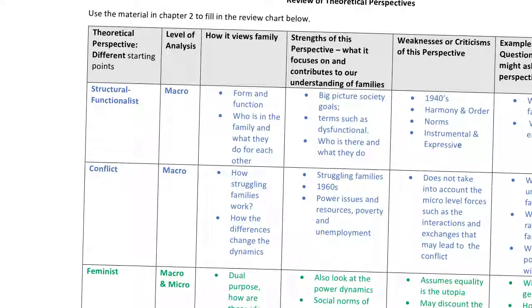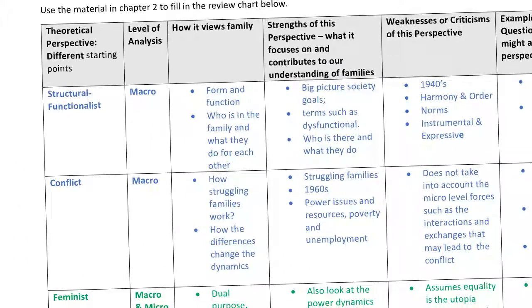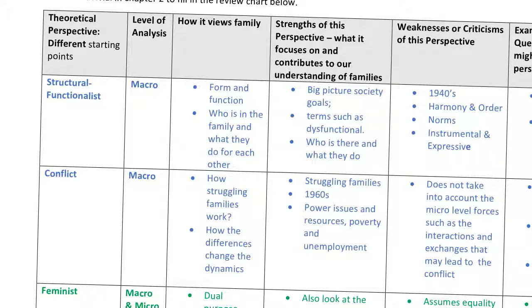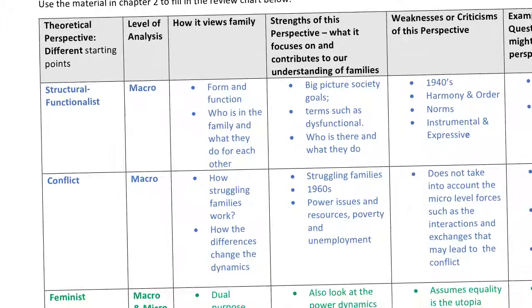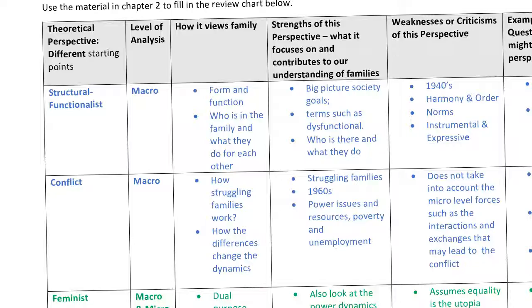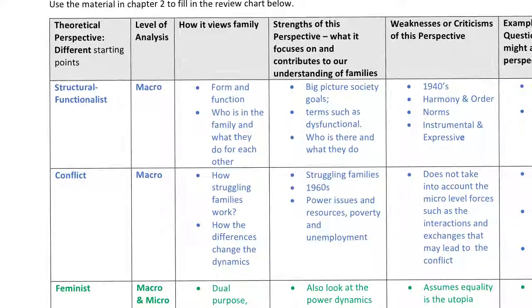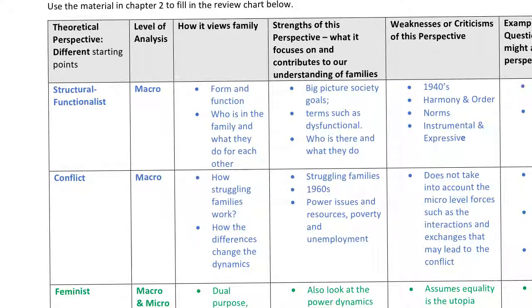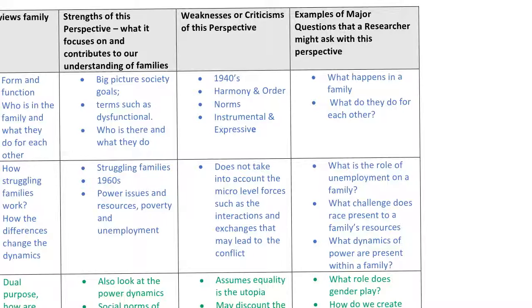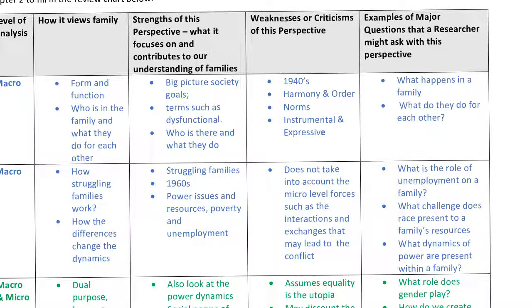So I color-coded them for you. You can see the blue are the macro levels, so that means the larger levels of society. Structural functionalists are the old school. They're from the 1940s. They mainly only focus on the harmony, the order, the utopia of it. And one of the criticisms of that is that they're not focusing on the conflict theory.